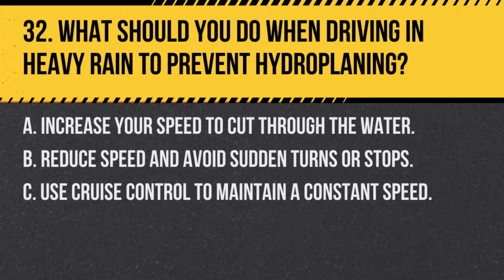Question 32. What should you do when driving in heavy rain to prevent hydroplaning? A. Increase your speed to cut through the water. B. Reduce speed and avoid sudden turns or stops. C. Use cruise control to maintain a constant speed.